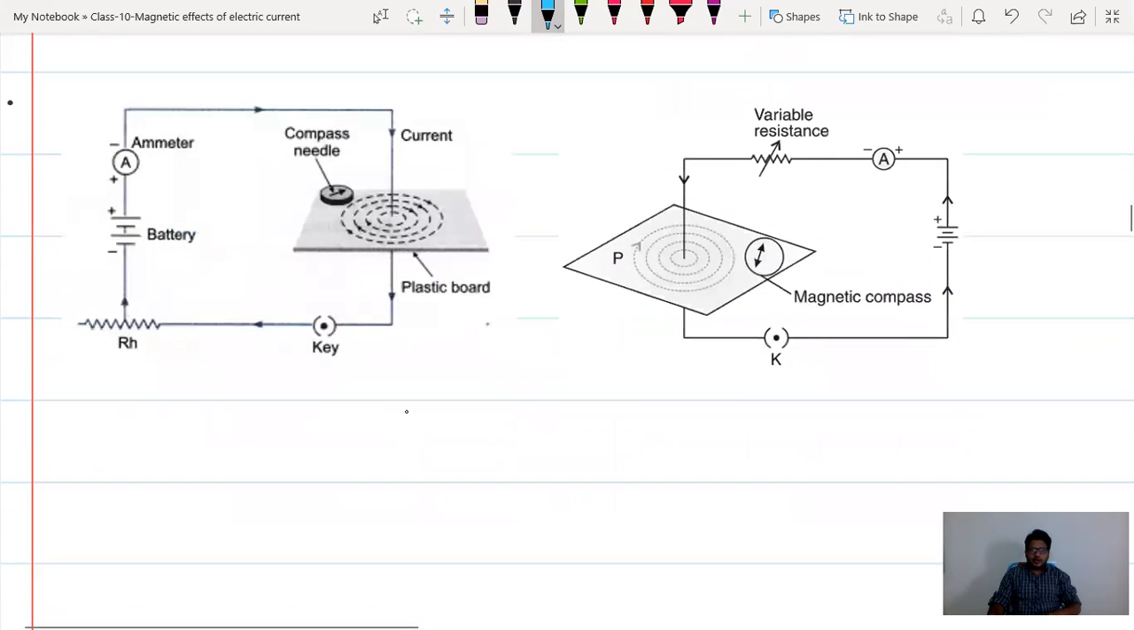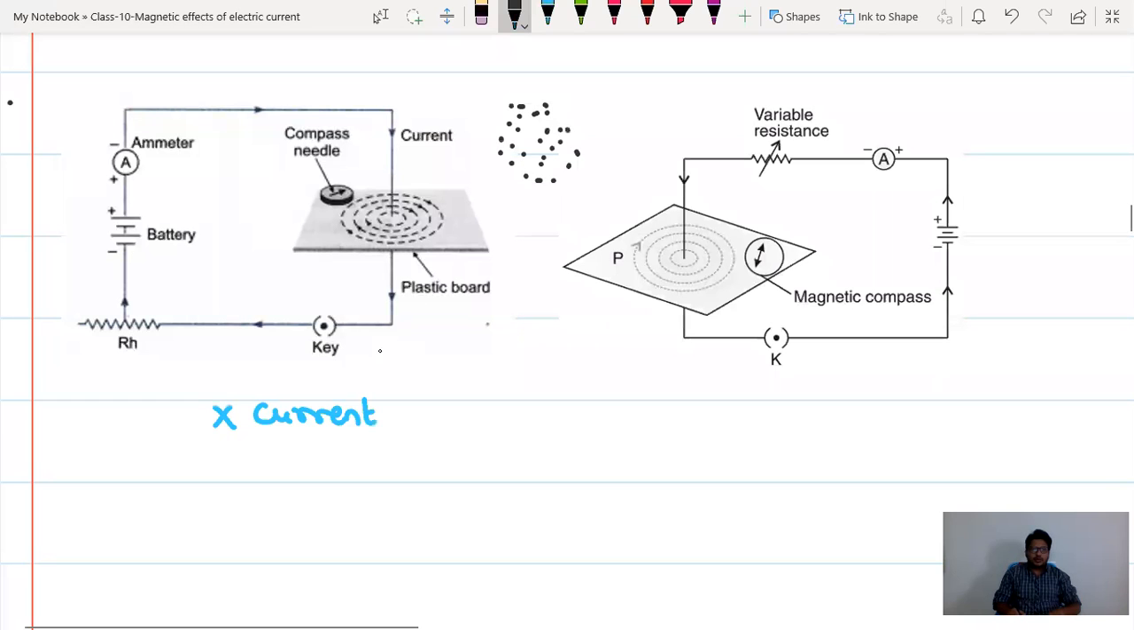And moving to the next one, there is a simple circuit where a paper is arranged around a conductor. Before switching on, that is, when there is no current, first remove the key so there is no current. Sprinkle some iron filings on the paper. You can observe those iron filings are random.